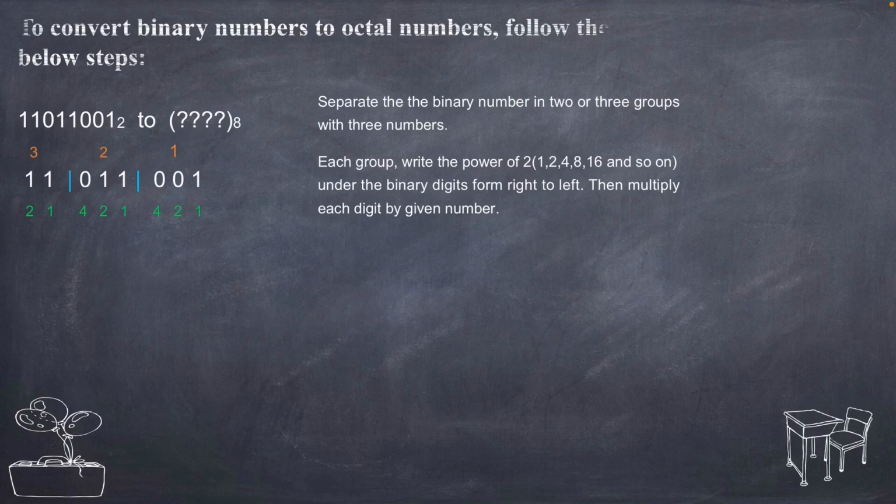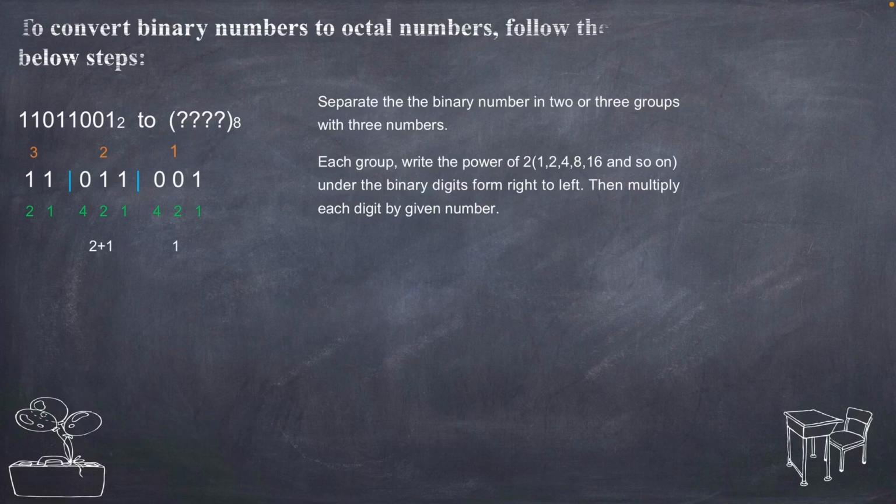Tapos, i-multiply natin. Then, multiply each digit by given number. I-multiply daw natin yung mga digit sa power of 2. Halimbawa, itong 1 times 1 is equals to 1. Then, 0 times 2 equals to 0. Then, 0 times 4 equals to 0 dun sa group 1. Kaya sa baba niya, ilalagay natin yung 1. Tapos sa group 2, meron tayong 1 times 1 equals to 1. Then, 1 times 2 is equals to 2. So, meron tayong 2 plus 1.